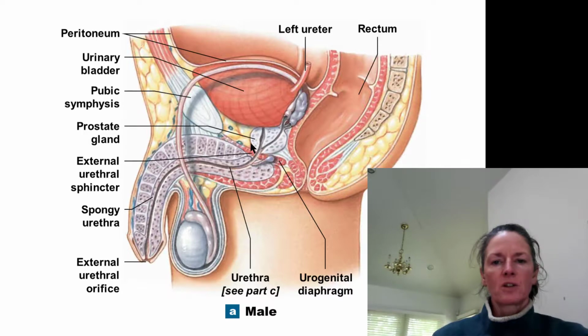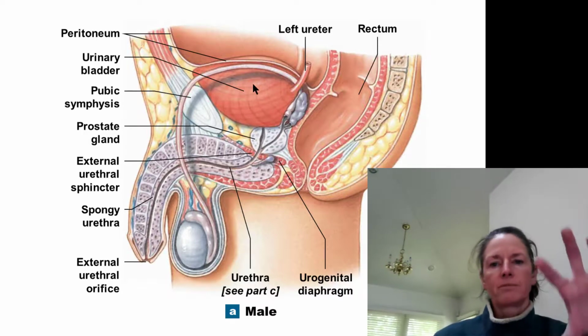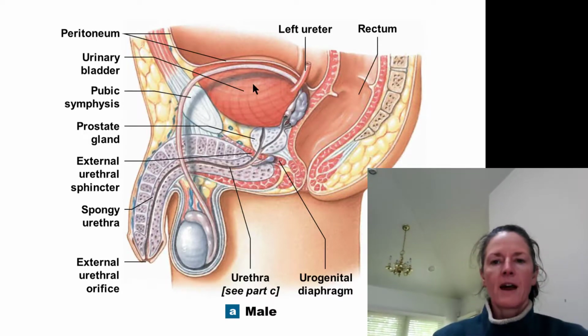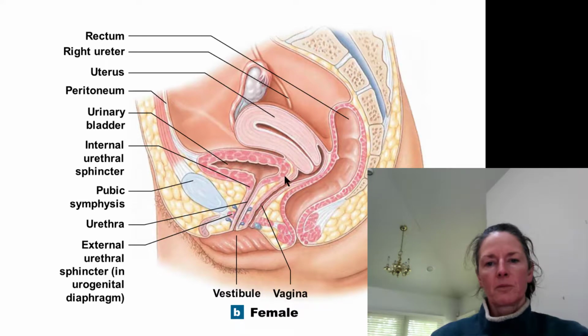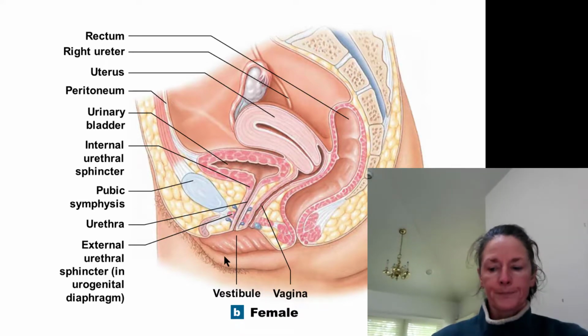But we have a sagittal section here. They've left the whole bladder intact. Here we've done a sagittal section of the bladder as well as the person, and we can see here's the bladder. It's a bit smaller in females, and here is our urethra here.